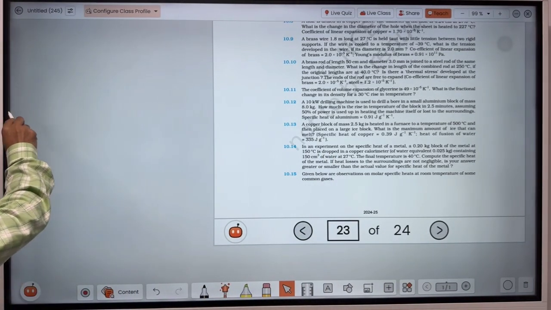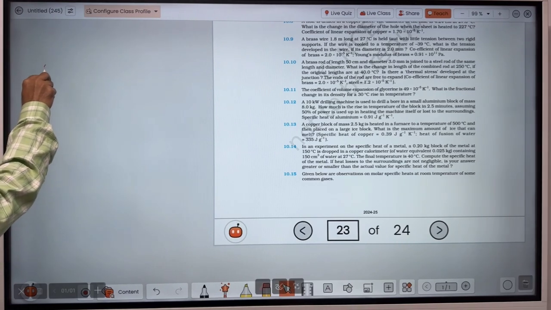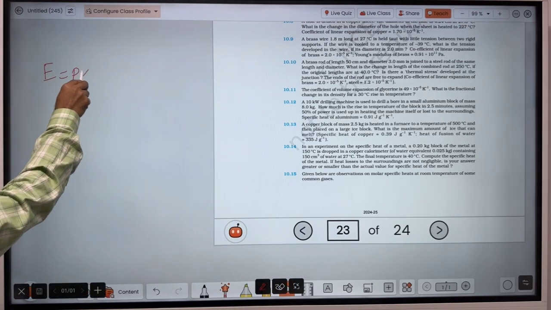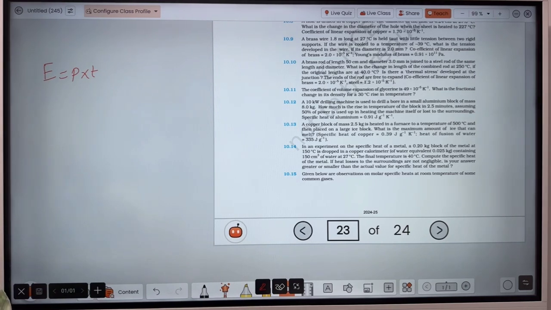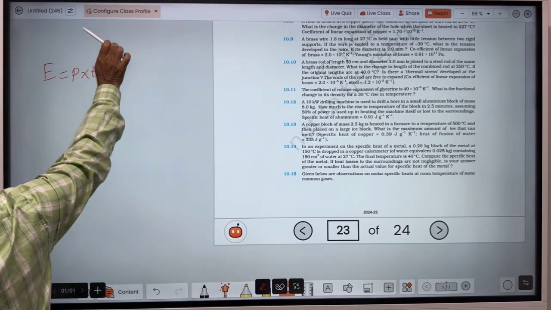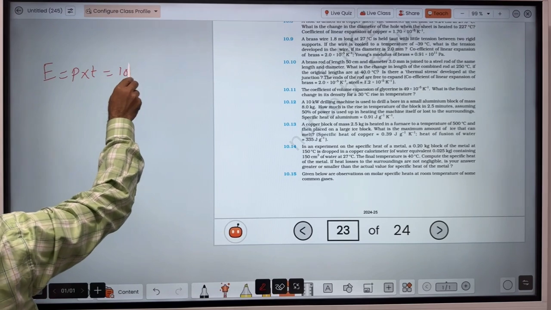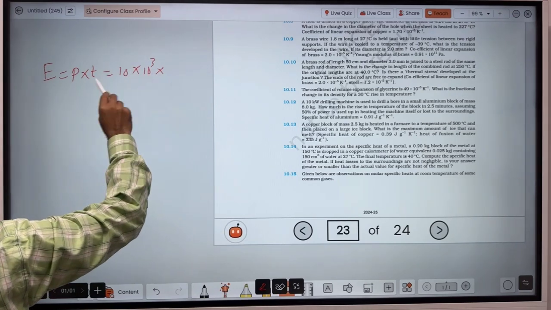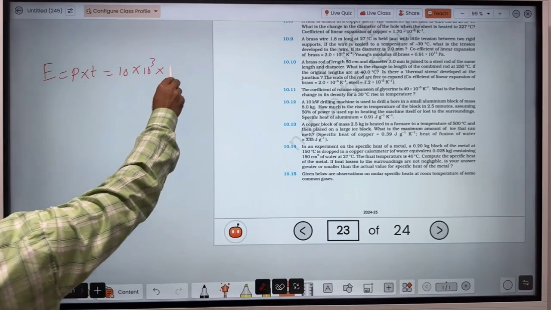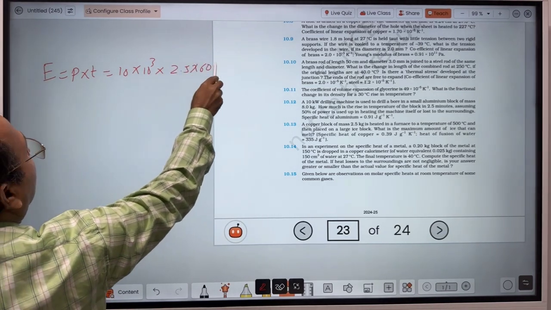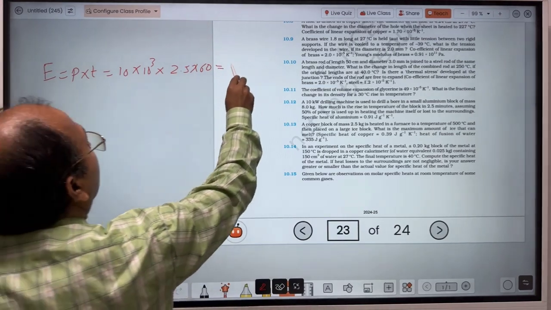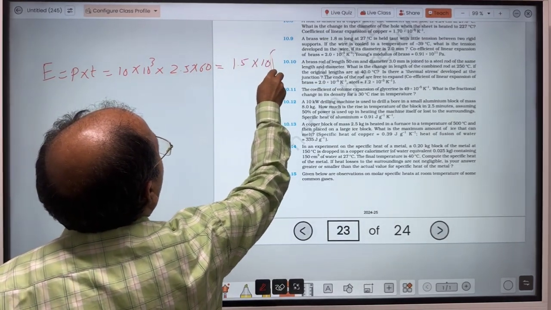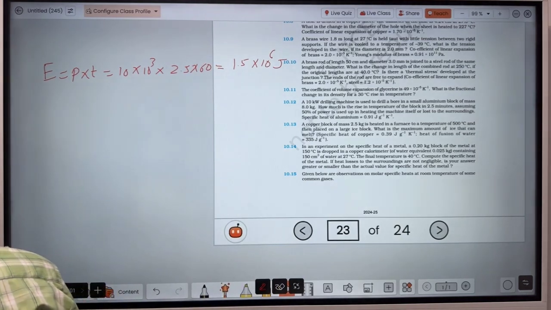So first of all, we have to find out the energy, and energy equal to power into time, right? And we have power in our question as 10 kilowatt. So 10 into 10 to the power 3 multiplied by time taken, which is 2.5 minutes, that is 2.5 into 60, right? So just evaluate it, it will become 1.5 into 10 power 6 joule.